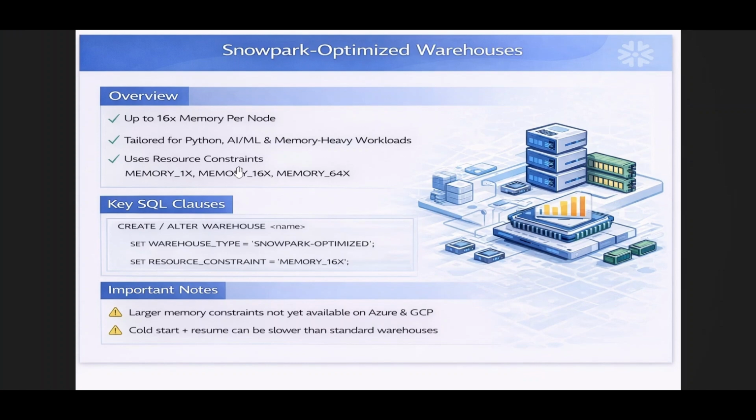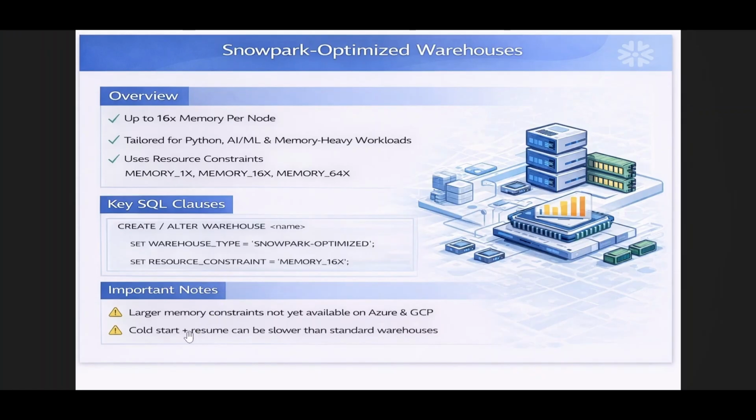You control this using resource constraints like memory 1x, memory 16x, and memory 64x, and you can convert any existing warehouse into a Snowpark-optimized one using a simple SQL. That said, there are a few important trade-offs.